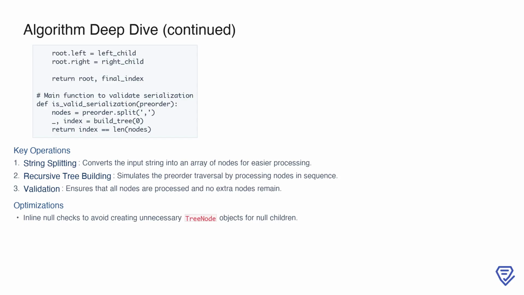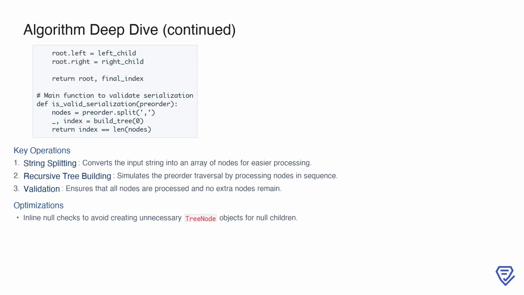The main function is is_valid_serialization. It splits the input string into an array of nodes and calls build_tree starting at index 0. Finally, it validates the input by checking if the returned index matches the length of the array. The key operations here include splitting the string into an array for easier processing, recursively simulating preorder traversal to build the tree, and validating whether all nodes were processed correctly.